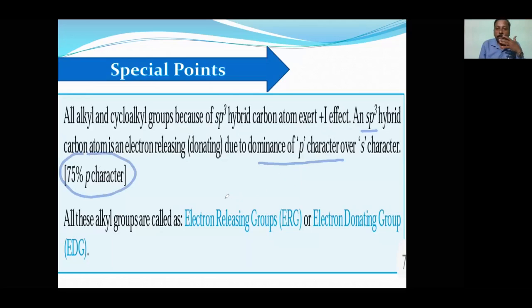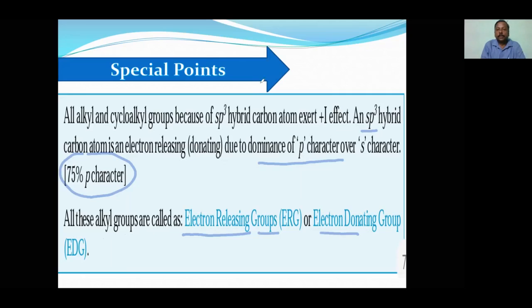P character dominates means donating dominates. S dominating means accepting dominates. S for accepting, P for donating. So wherever P is dominating, which is the P orbital, it is an electron releasing group, or it is also called an electron donating group. That is the difference between electron releasing and electron donating.